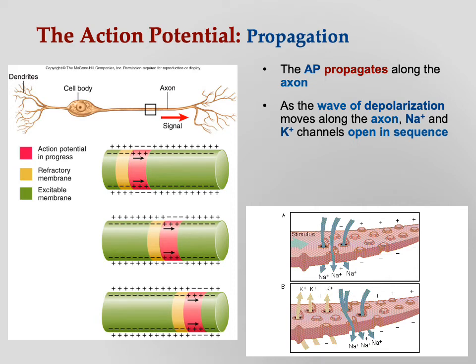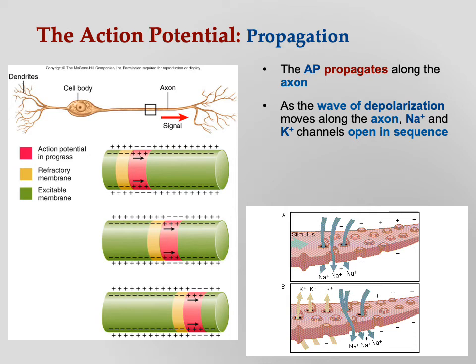So we are depolarizing the membrane. Well, when we depolarize the membrane, positive charges come inside, but the positive charges can flow everywhere once they get inside. So they're going to flow down to the next segment of the axon membrane, and they're going to depolarize that segment as well.